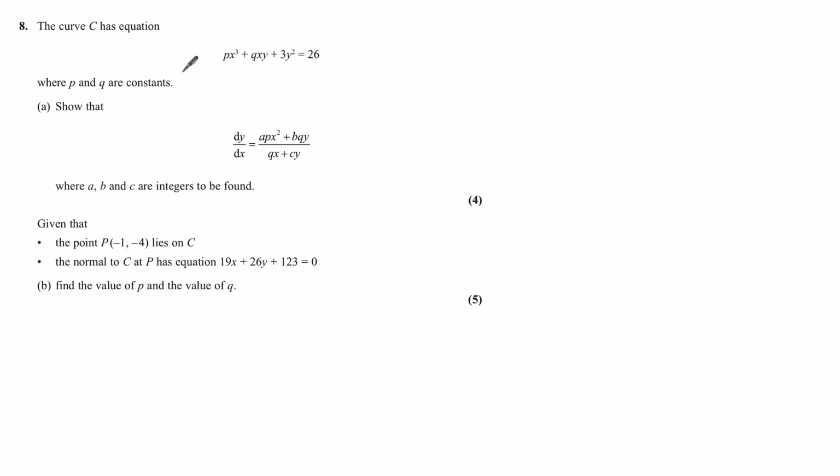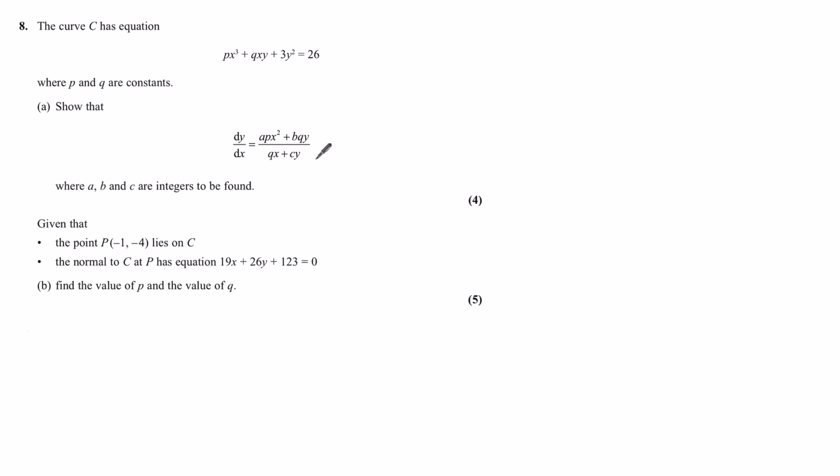Question 8. The curve C has equation px cubed plus qxy plus 3y squared is equal to 26, where p and q are constants. Part A, show that dy by dx is (apx squared plus bqy) all divided by (qx plus cy), where a, b and c are integers to be found.